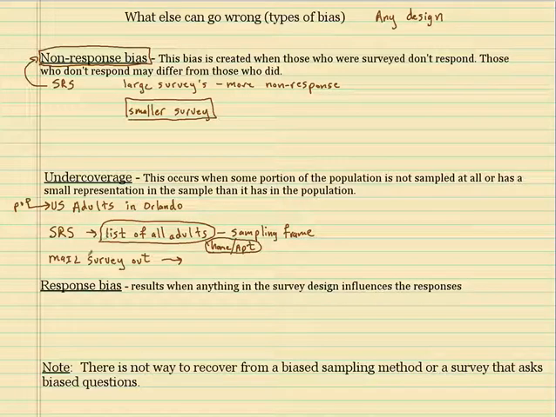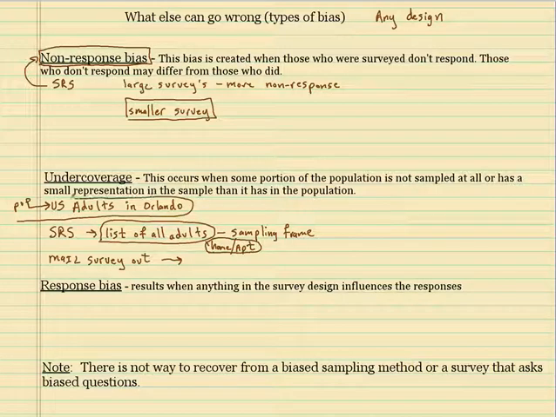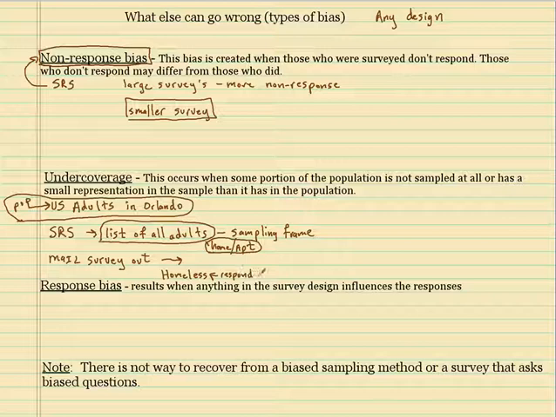If I'm going to survey the adults in Orlando and mail something out, I need a list of all adults who have a home. So who would be undercovered here? Because this is my population, all U.S. adults, I'm missing out on homeless people. Okay, they may respond differently.